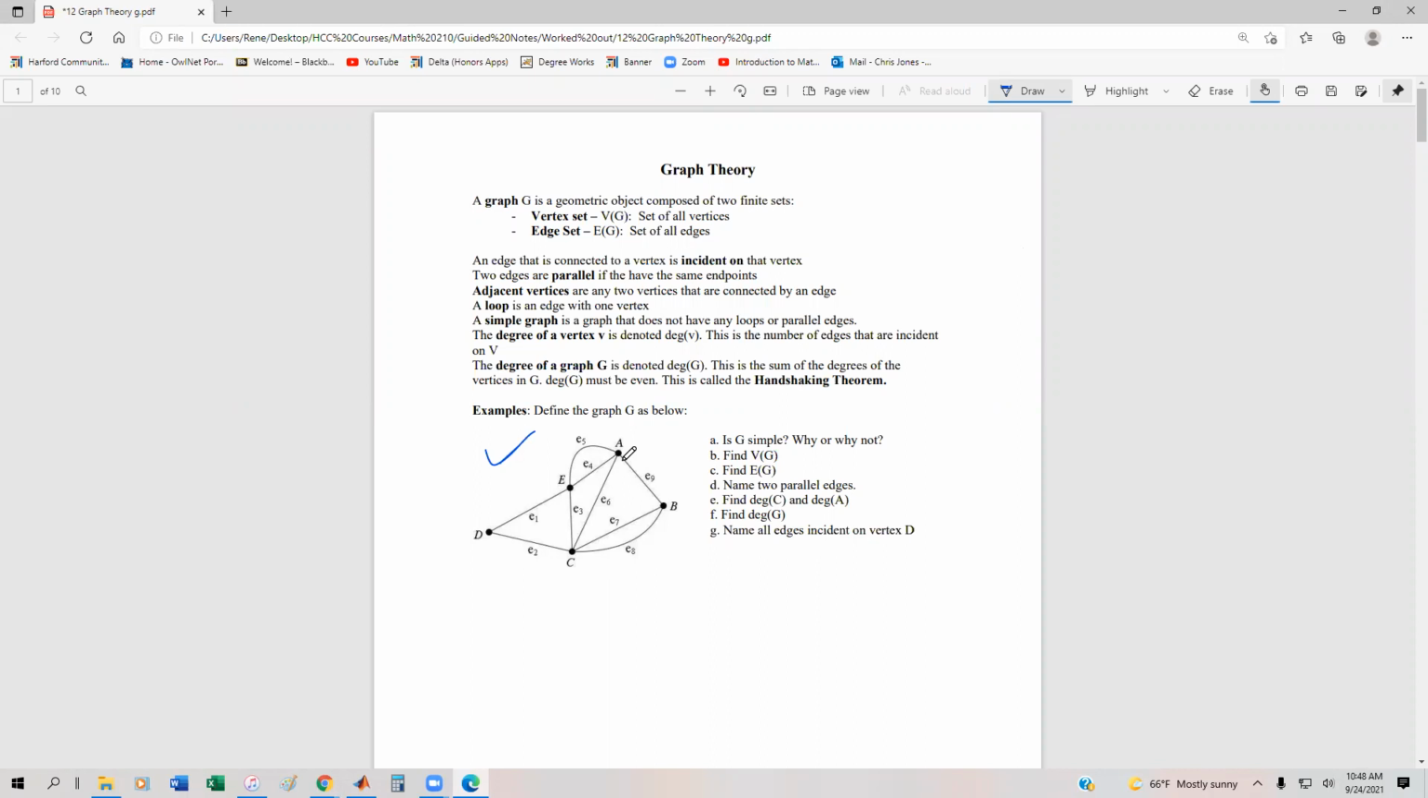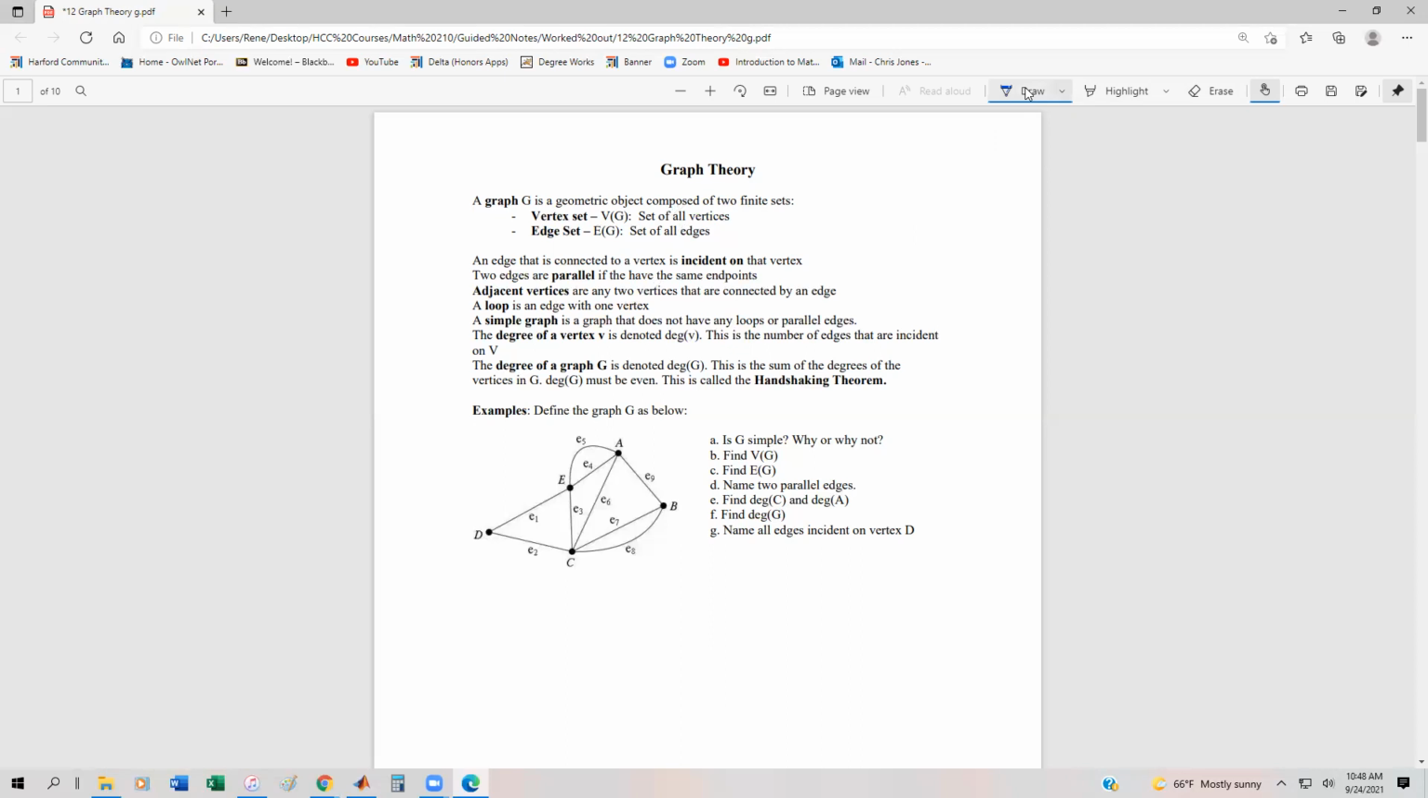So we have a set of vertices. The vertices are basically going to be these points where the edges meet. An edge is basically going to be one of these lines or curves that connects two of the vertices. So let's go through some basic terminology with respect to graph theory before we start answering any questions.